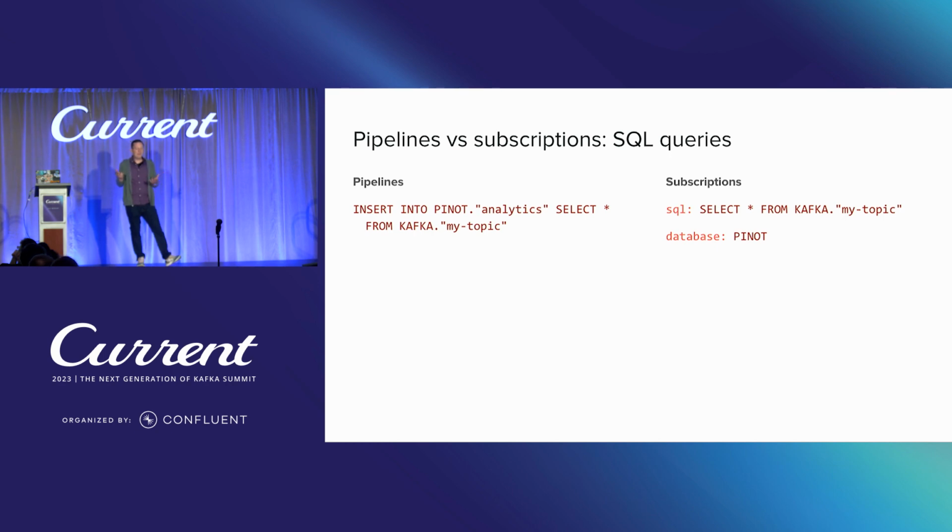Subscriptions, why do you care what the name of the Pinot table is? Why does it have to exist already, right? So the idea behind subscriptions is you say, this is the data I want, select star from Kafka my topic or whatever, and I want it in Pinot, and that's the end of what the consumer cares about. So don't make the consumer go create a Pinot table first. Just have the control plane do that for you, is the idea.